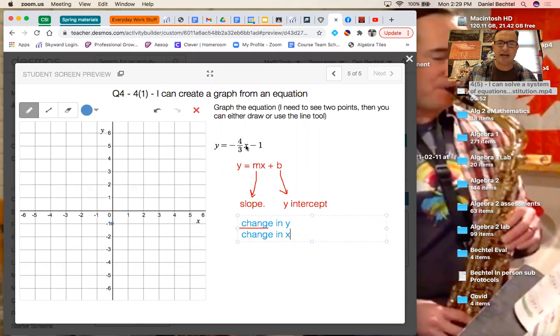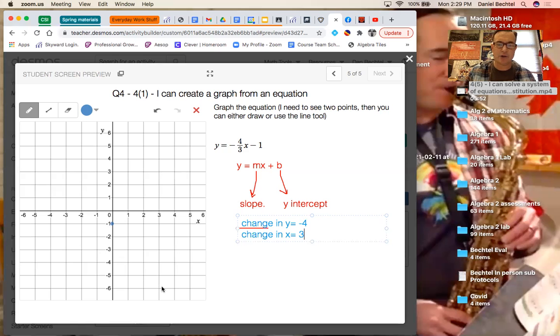Now here we have a -4/3. So that means that my change in y is going to be a -4. My change in x is going to be a +3. So the change in y is how far we go up and down. The change in x is how far we go left and right. If it's a negative for y, that means we're going down. If it's a positive for x, that means we're going to the right.